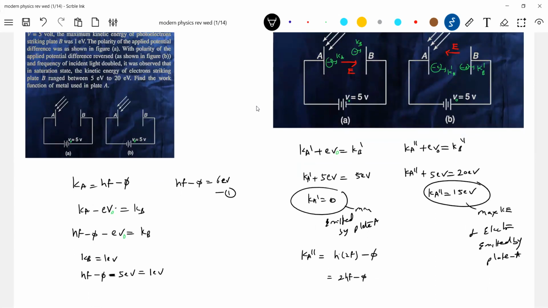Okay, hf minus 5, what can we write? And Kmax is what? 15. hf minus 5 will be 6 electron volt. Calculate the value of hf, substitute in equation 2, then we'll get the required answer.